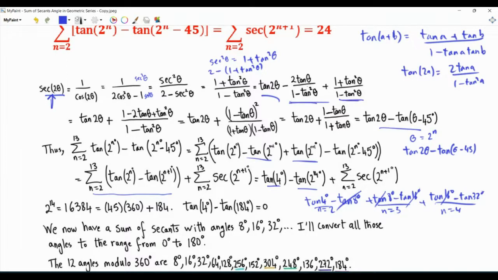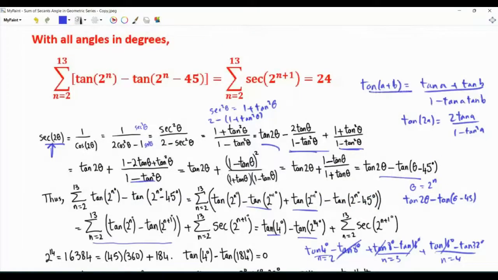These two terms have the same denominator, so let's combine the fractions. 1 minus tan squared theta downstairs, and upstairs in the numerator we have 1 plus tan squared theta minus 2 tan theta, which is 1 minus tan theta all squared. In the denominator we have the difference of two squares, so this is 1 plus tan theta times 1 minus tan theta, and so we can simplify this fraction to 1 minus tan theta over 1 plus tan theta.